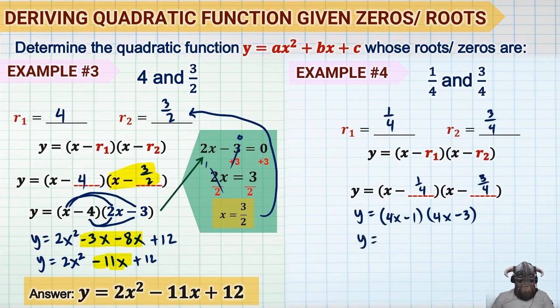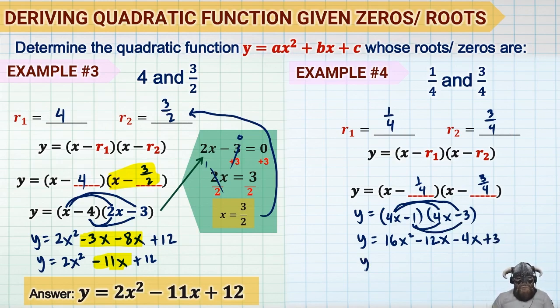Then, after that, we can simplify this one by expanding it and making it the general form. So, 4x times 4x, this will become 16x squared. Then 4x times negative 3, this will become negative 12x. Then negative 1 times positive 4x, this will become negative 4x. Then negative 1 times negative 3, this will become positive 3.